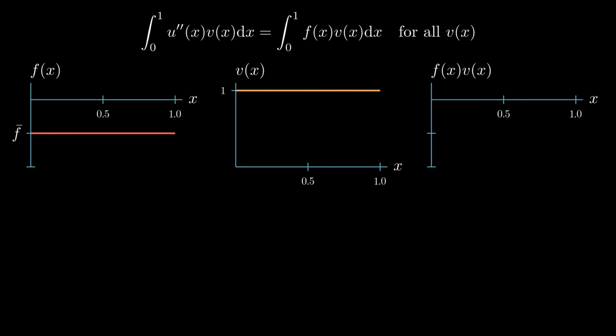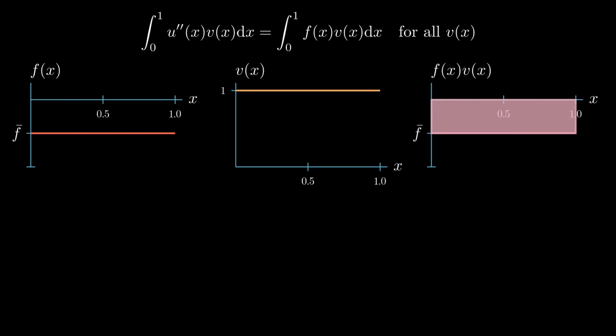That means, for every point x, we multiply the corresponding values f of x and v of x. As f is constantly taking the value f bar and v is constantly 1, f times v is again a constant function that takes the value f bar. Note that the right-hand side of the weak form is the integral of f times v from 0 to 1, which describes this area here.